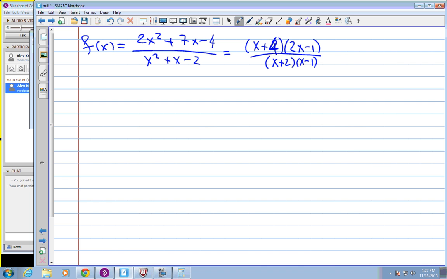So x, y intercepts. How do you find x-intercepts of a rational function? The top. Whatever makes the top zero gives the x-intercepts. So right away, x equals negative 4, x equals 1/2. Whatever makes your numerator equal to 0.